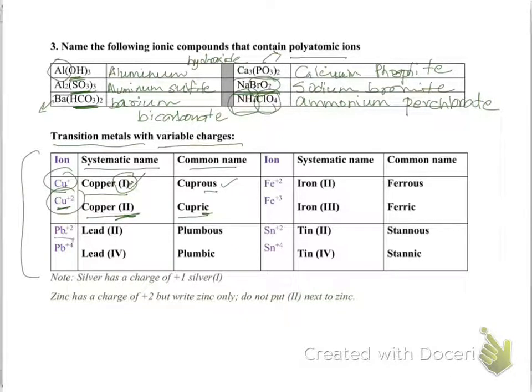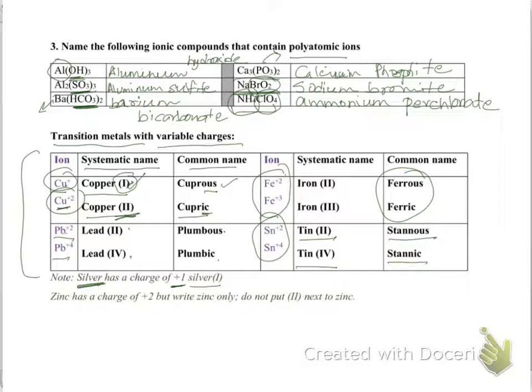Similarly, lead can have 2 plus, 4 plus charge, lead 2, lead 4, plumbous, plumbic are their common names. Iron, 2 plus, 3 plus, ferrous, ferric. Tin, 2 plus, 4 plus is tin 2, tin 4, stannous, stannic. Now, silver, the compounds that are listed in your book or will be on the exam, all of them have a 1 plus charge.